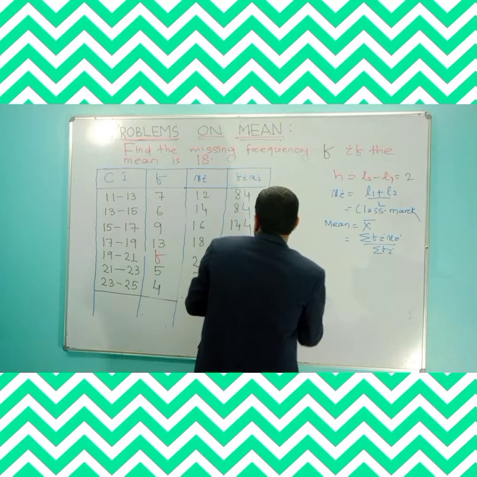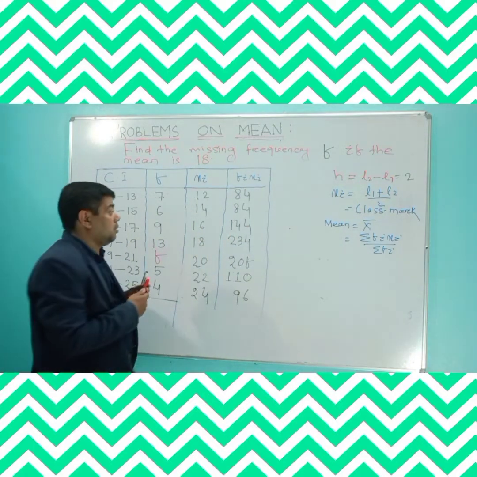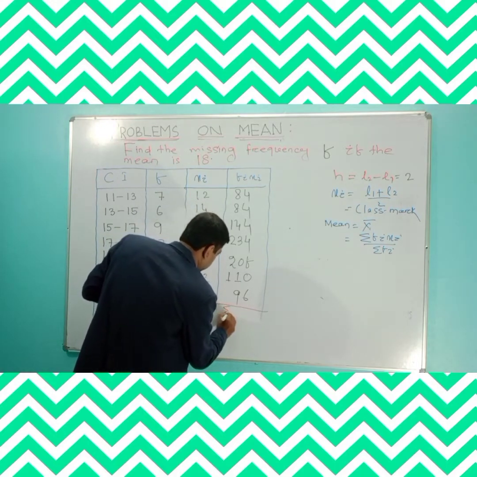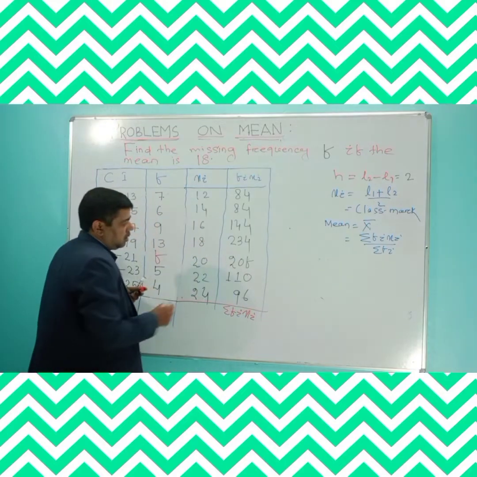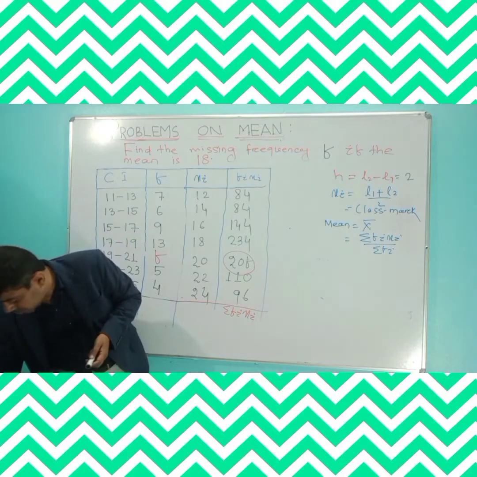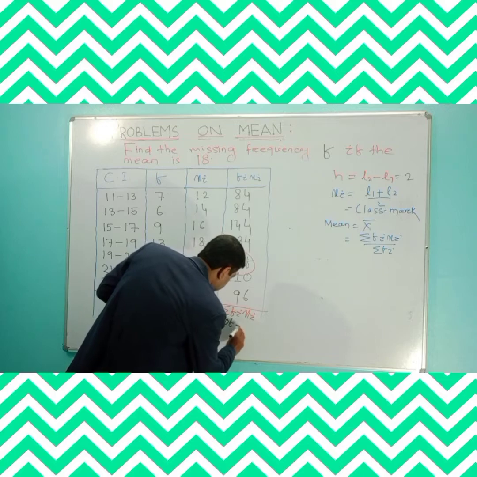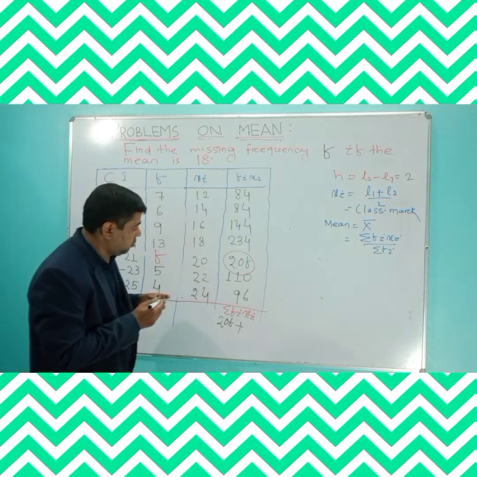After finding fi xi, you have to add. You have to find the sum of fi xi. Yes or no? It means you have to add here. Here 20f is there, one other term containing the variable. Let us first use the variable: 20f. After that you see.